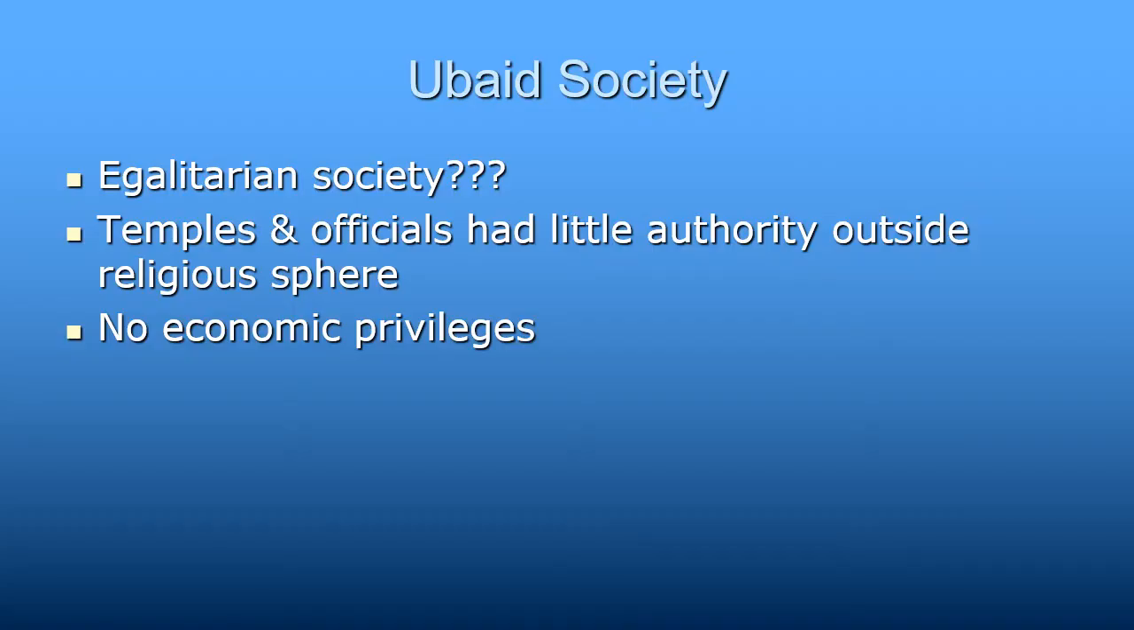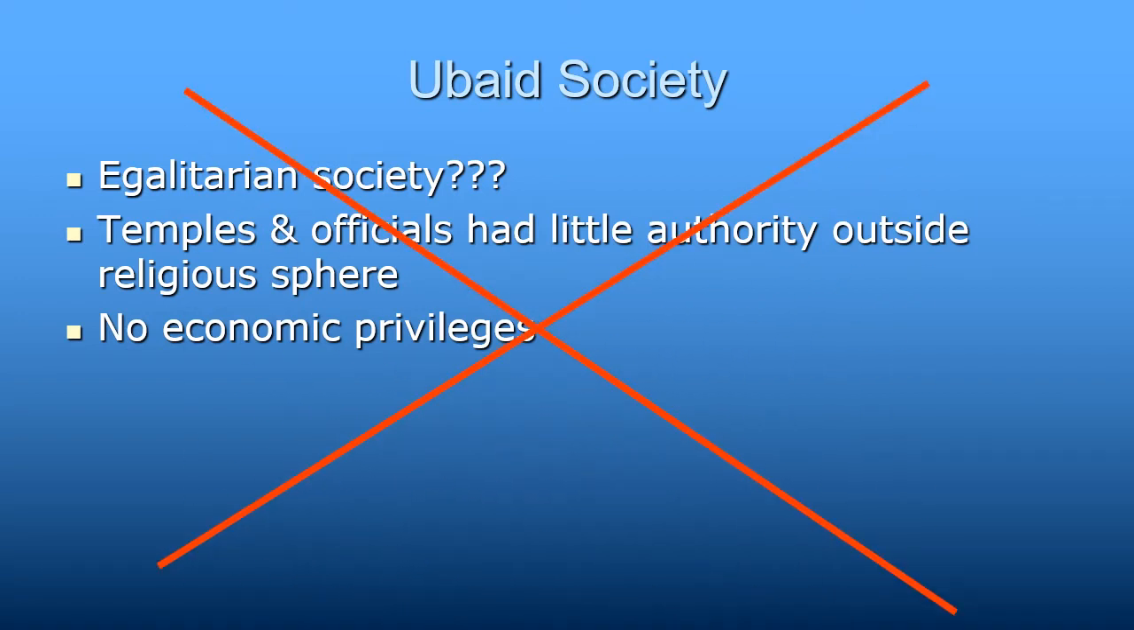In contrast to the Late Ubaid period, scholars disagree on the nature of Ubaid society. Some, like I said, would argue that they're this largely egalitarian society, with each household producing most of the goods needed, with few, if any, exempted from the task of subsistence production. In this view, the temples and their associates had very little authority outside the realm of religious rituals and few or no economic privileges. But that is just plain wrong.